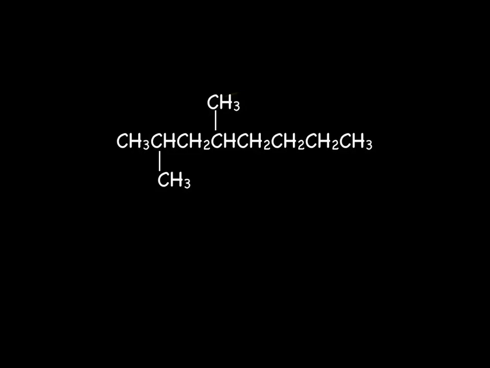All right, so we need to find the longest chain. So straight across looks like 8 carbons. If we go this way, that's 6 carbons. This way, 5 carbons. Oh, we go that way, and that'll also be 8 carbons. You can pick whichever. I'm going to pick this one because I like it. All right, next we are going to number the carbons. 1, 2, 3, 4, 5, 6, 7, 8.